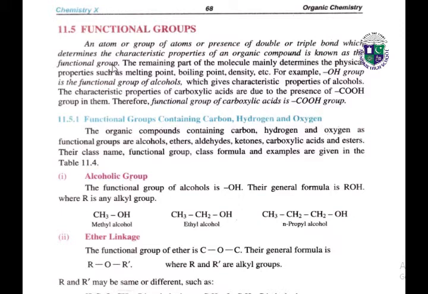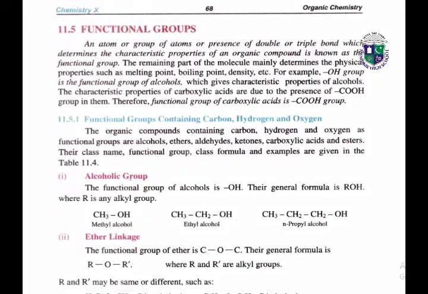A functional group is an atom or group of atoms, or the presence of a double or triple bond, which determines the characteristic properties of an organic compound. So it is called a functional group. The remaining part of the molecule mainly determines the physical properties such as melting point, boiling point and density. For example, the single bond OH group is the functional group of the alcohols, which gives the characteristic properties of the alcohol.